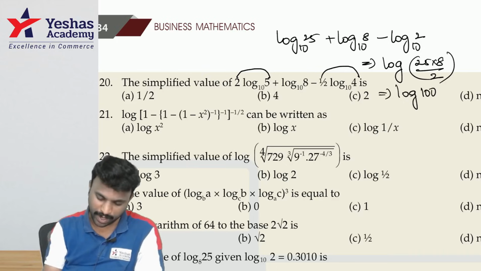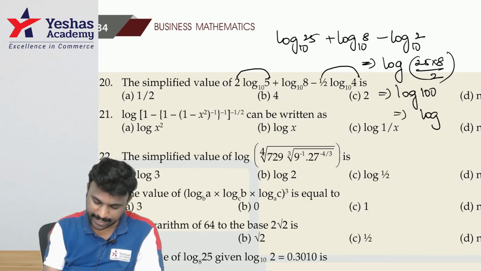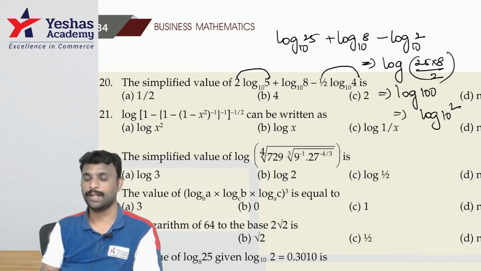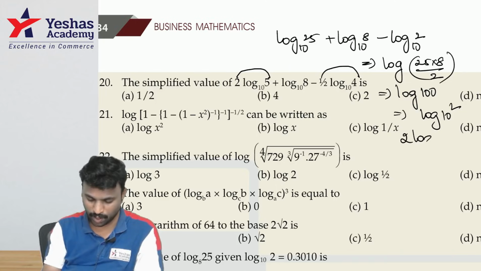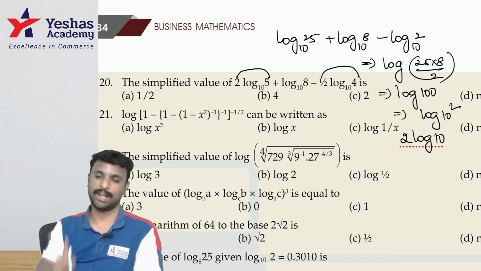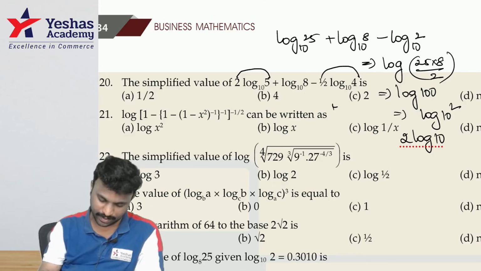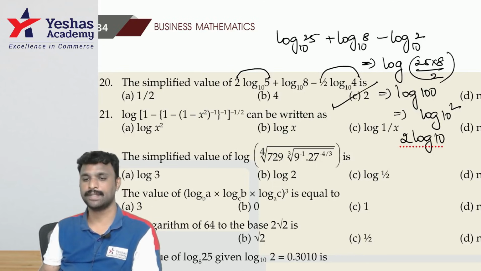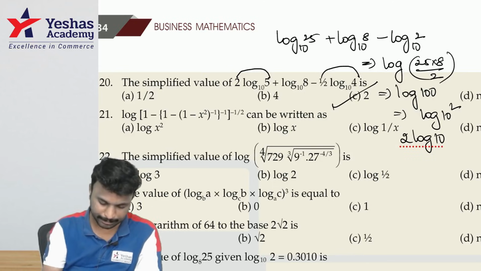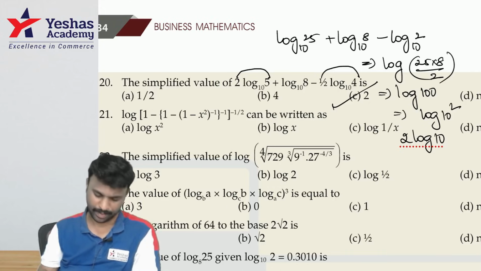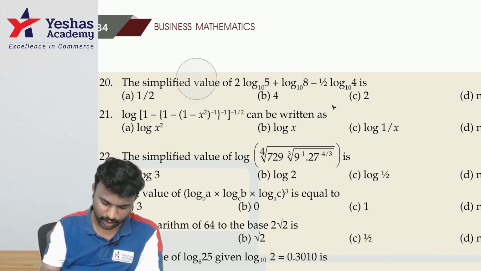Guys, how do I write log 100? Log 10 square, isn't it? Log 10 square can be even written as 2 log 10. What is log 10 value? 1. So 2 into 1 is 2. Option C is the right answer. Clear? Everybody? Let's move on to the next question.